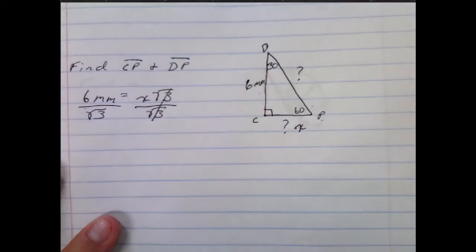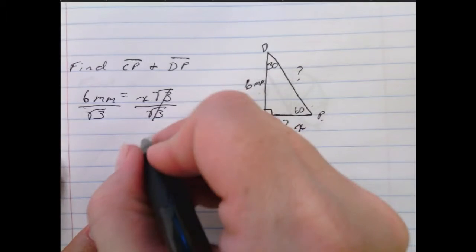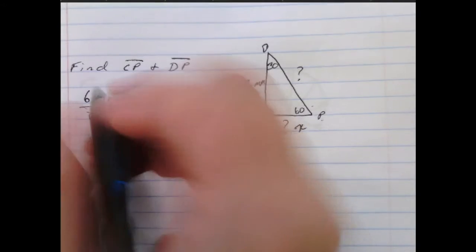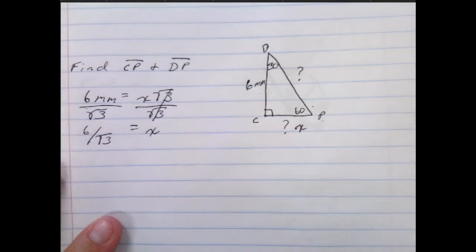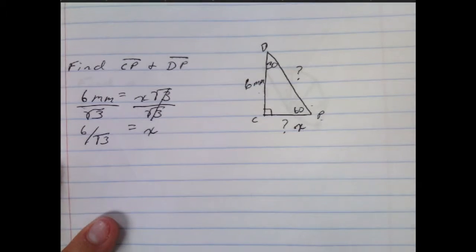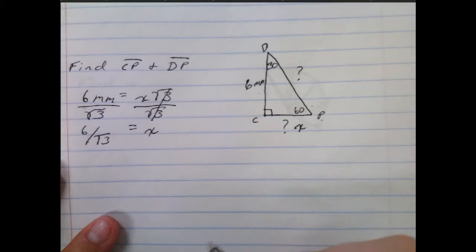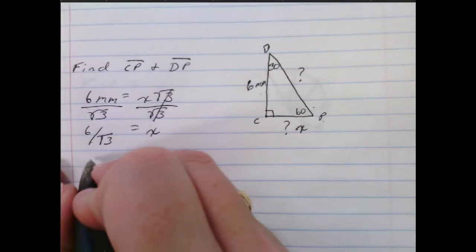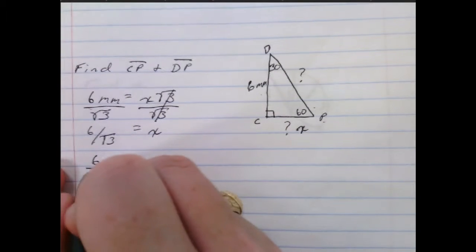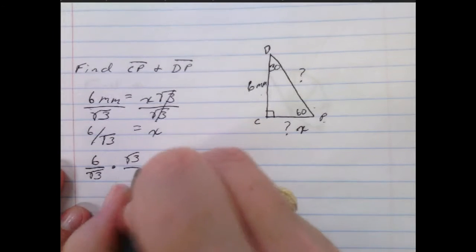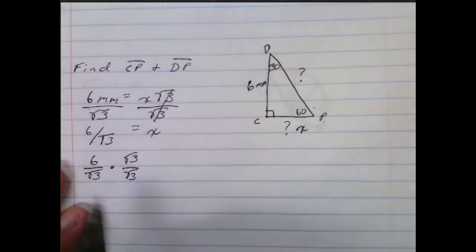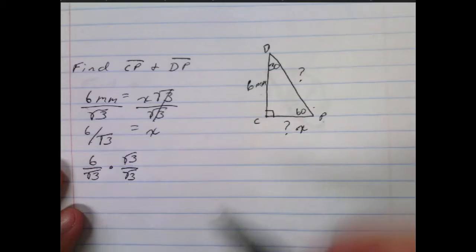So those cross each other out, that becomes 1. So we end up with x equals 6 divided by the square root of 3. And if you remember, we don't like those radicals in the denominator, so we're going to multiply by square root of 3 over square root of 3, which is the same thing as 1. So 6 over our square root of 3, and we're going to multiply that by square root of 3 over square root of 3. That's how we're going to get that square root out of the denominator.